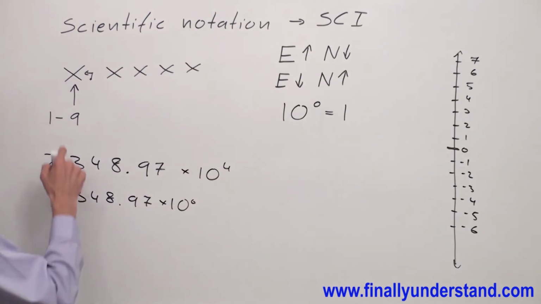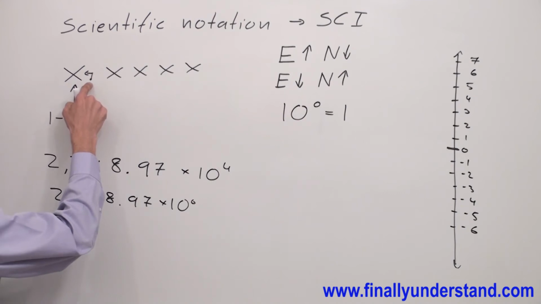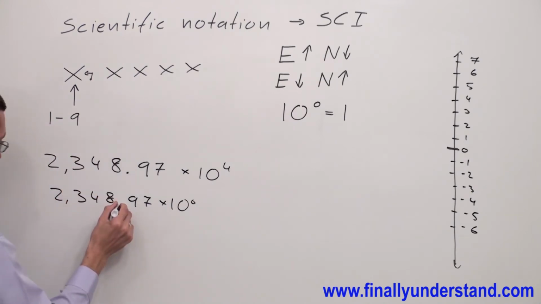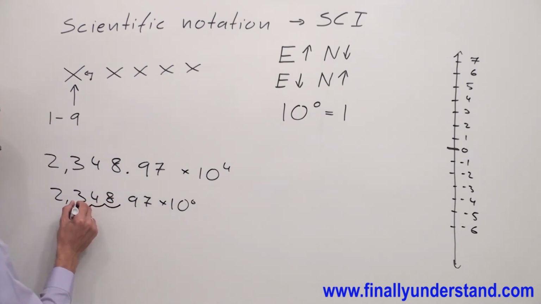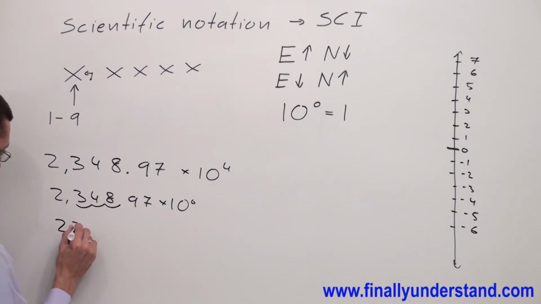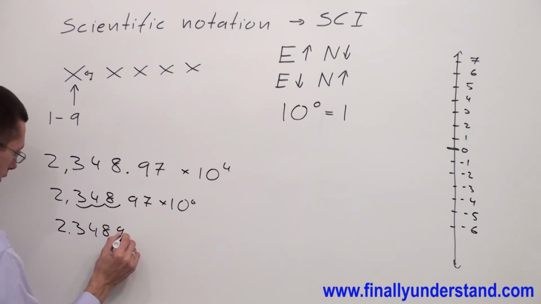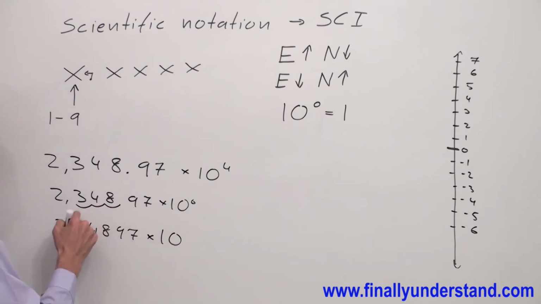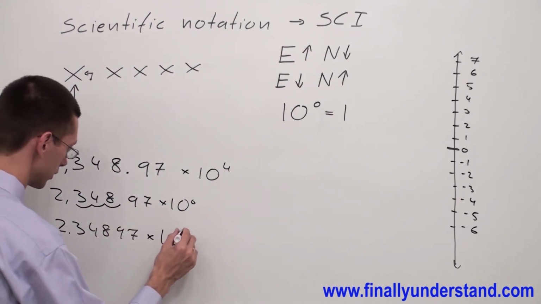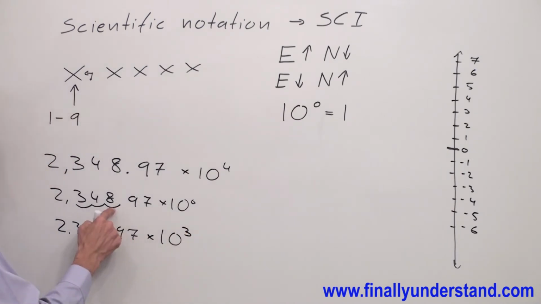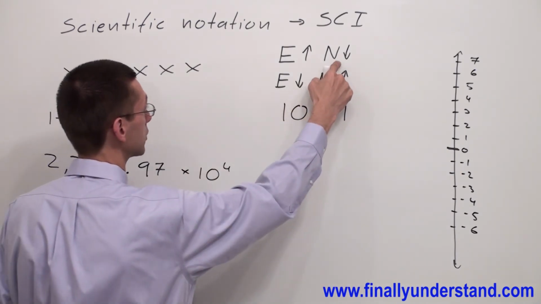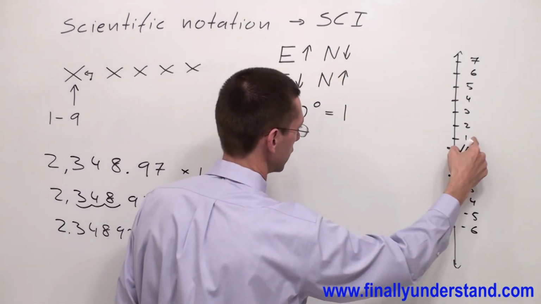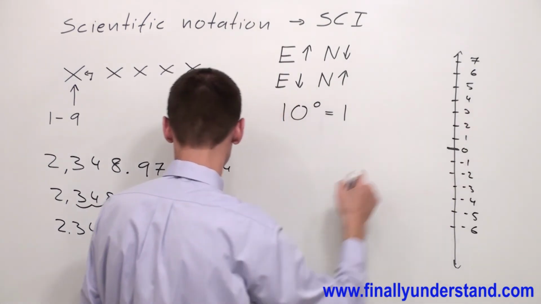So, the definition says, scientific notation is supposed to have the number on the left side of the decimal point between 1 and 9. That's why I have to move my decimal point 1, 2, 3 times. So I have 2.348997 times 10. I move my decimal point 3 times to the left. That's why I'm going to have 3. Why 3? Because my number got smaller. Anytime the number gets smaller, the exponent has to get bigger. I start from 0 and I went 3 places up. That's why I have 3 over here.